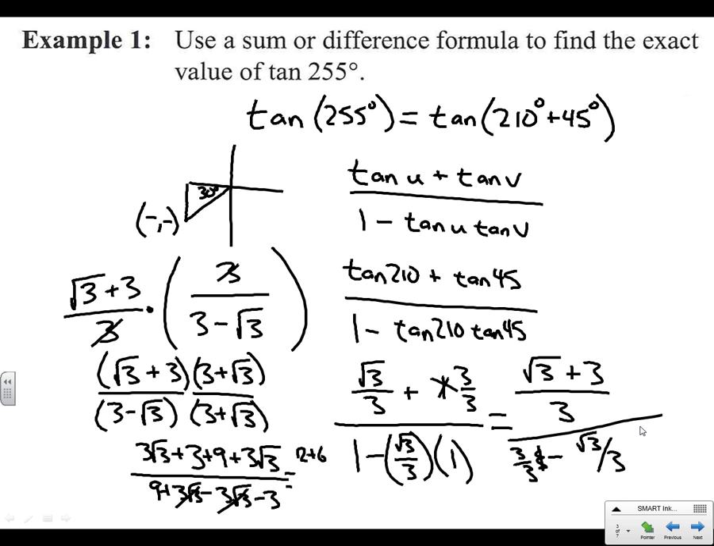Erase this to create a little bit of space. 12 plus 6 root 3 all over 6, which equals 2 plus root 3. All right, a lot of algebra work on this, but it all stems from that first formula. So we're going to be plugging it in.